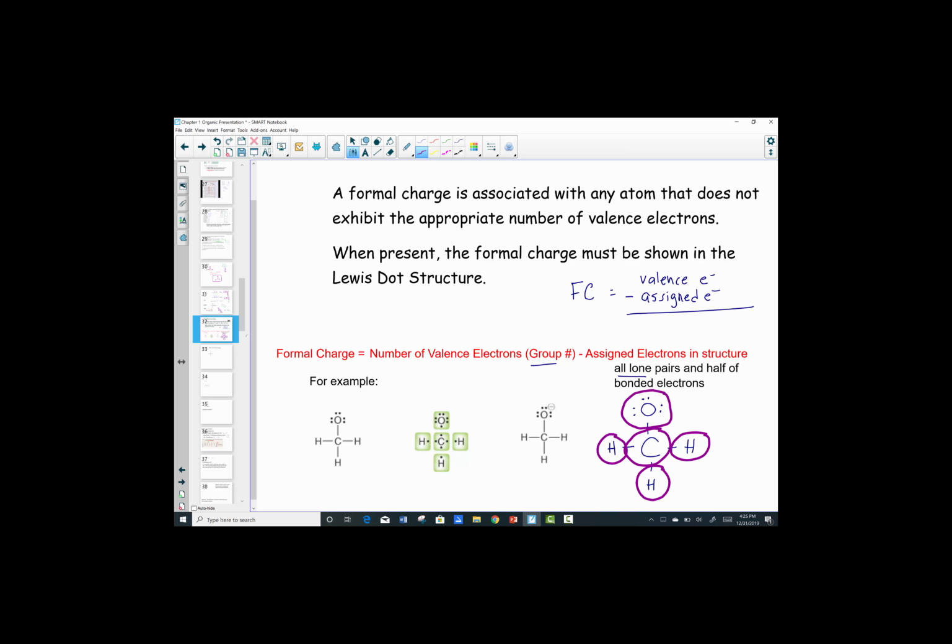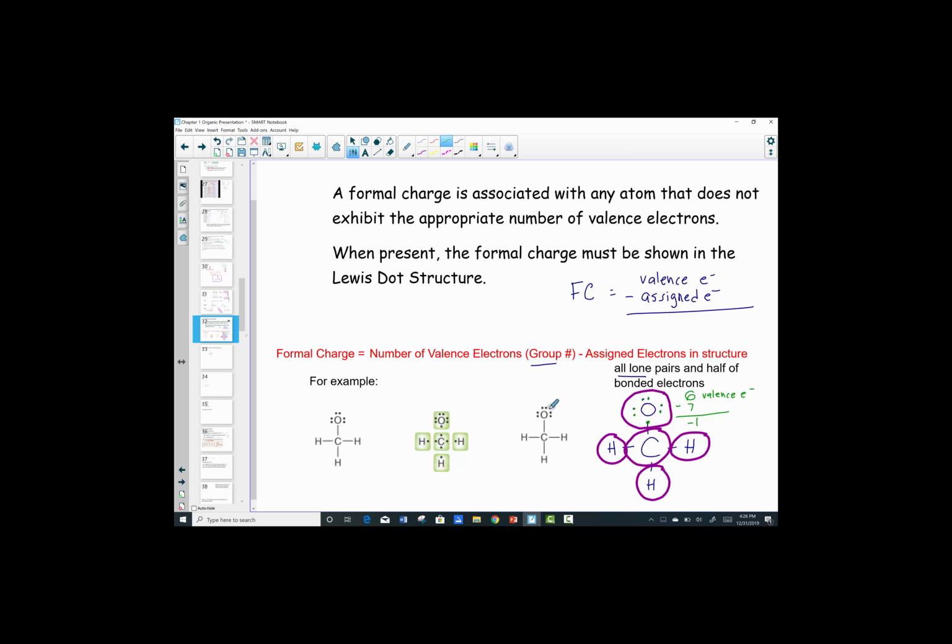Everything encircled is now assigned to that particular atom. Focus your attention on the oxygen. Oxygen lives in group 6A, so it has 6 valence electrons. How many electrons are inside the circle? Well, I have 1, 2, 3, 4, 5, 6, and half of that bonded pair. So there are 7 assigned electrons, giving it a formal charge of -1.